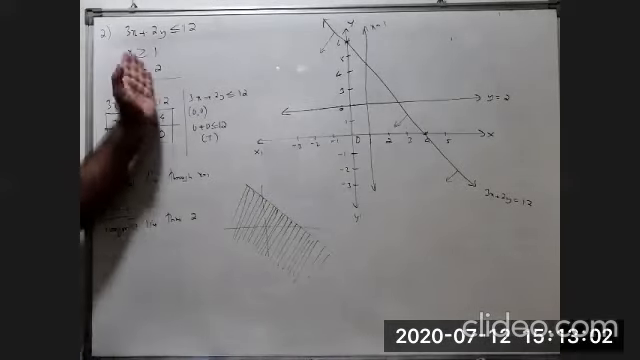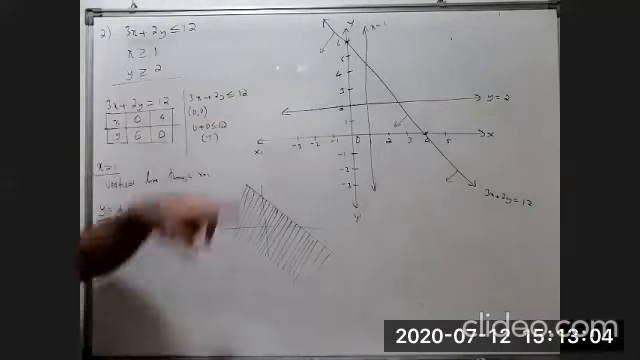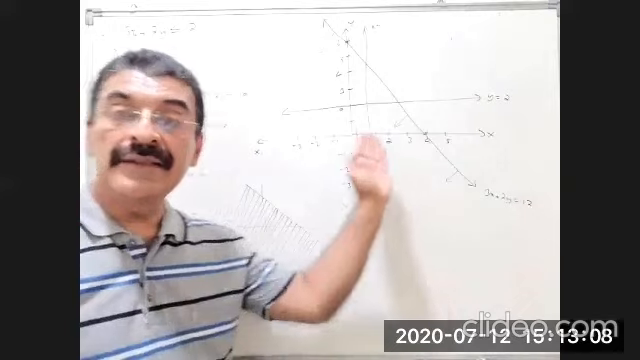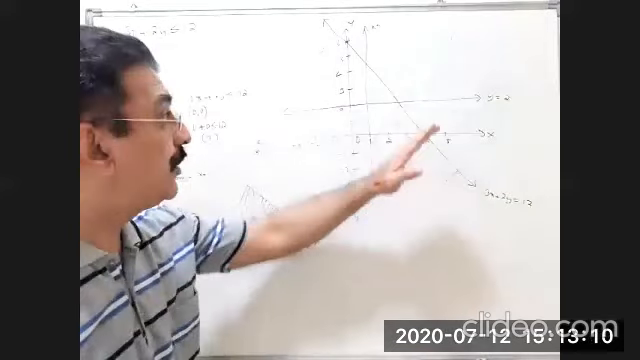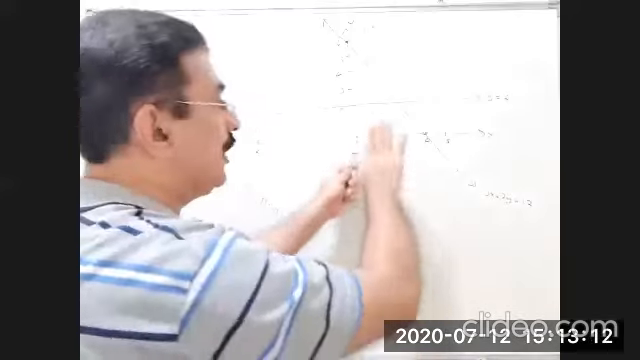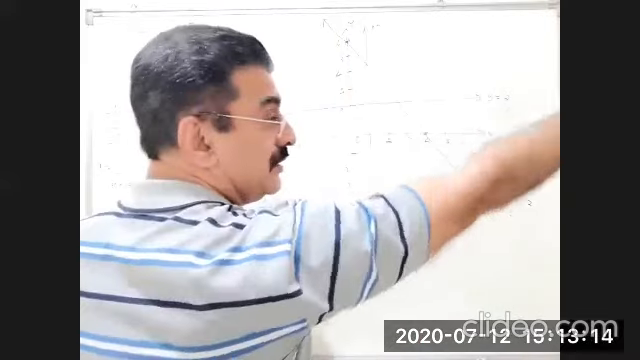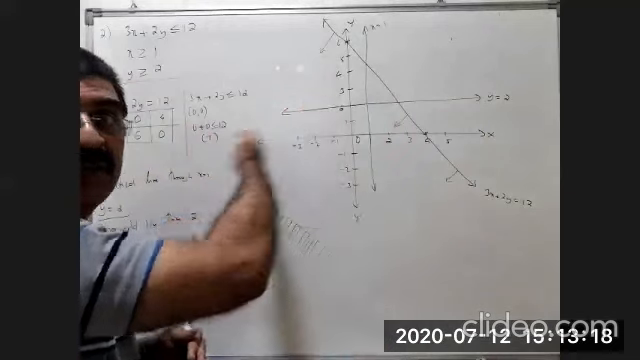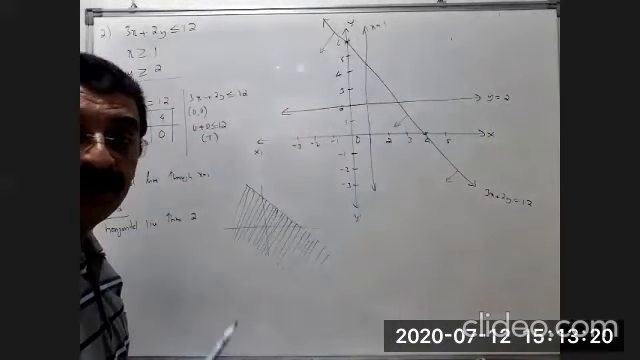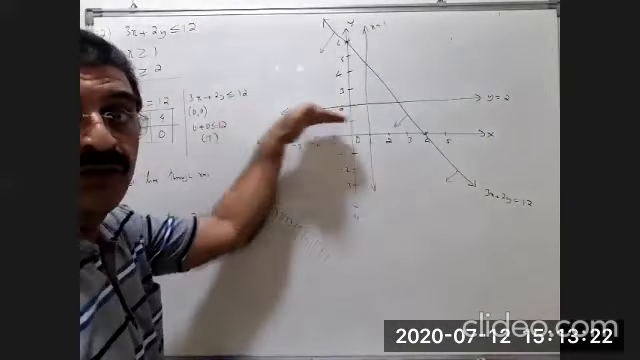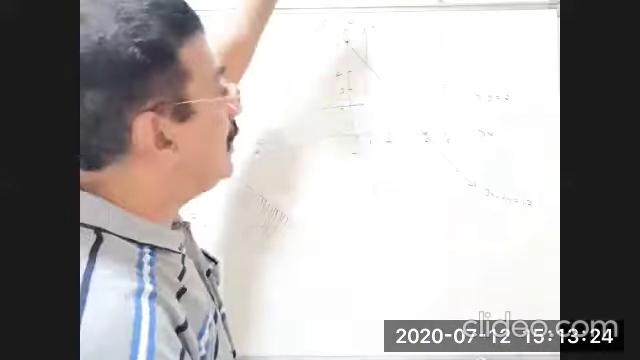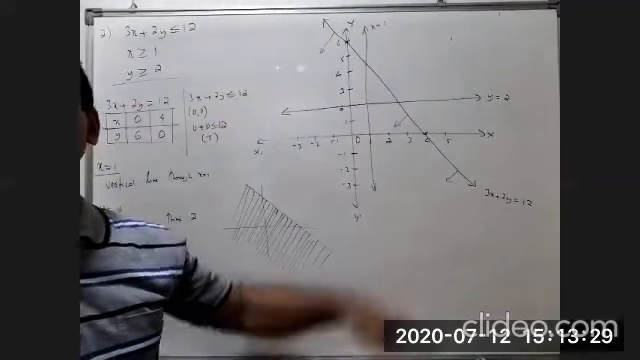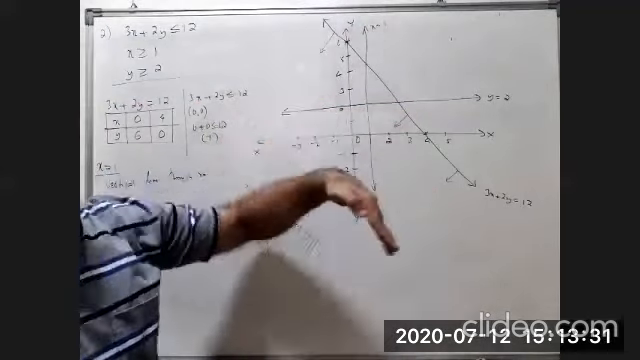Then we have x greater than 1. This is x is equal to 1. X greater than 1 means bigger part. We know that vertical line, when we go towards right, x becomes larger and larger. When we go towards left, x becomes smaller and smaller. Similarly for y, for horizontal line, when we go towards upward, the value becomes larger and larger. Larger value upwards, smaller value down.